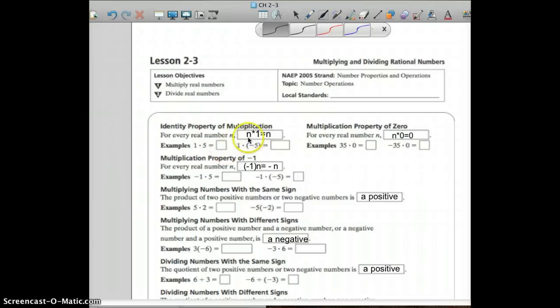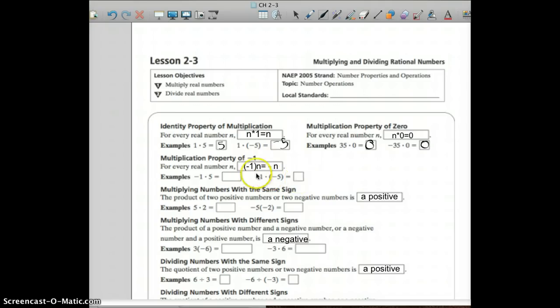So if you look at the examples, 1 times 5, what does that leave us with? That leaves us with 5. 1 times -5, -5. Multiplication of 0 tells us that if we multiply anything by 0, it's 0. And we're not trying to insult your intelligence here. We're just reminding you of what you already know.